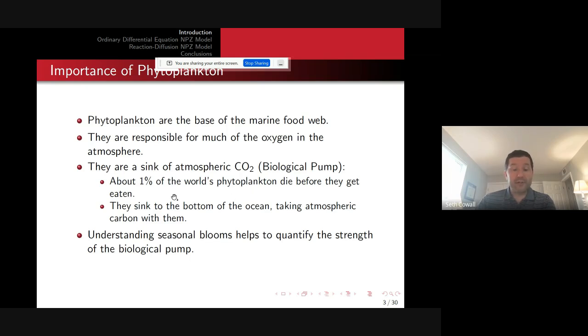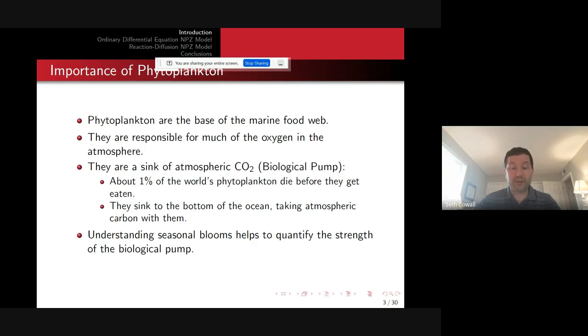Now, being at the bottom of the food chain in the ocean, for most of them death means being eaten by something, but for the lucky ones, about 1% of them, when they die, they sink to the bottom of the ocean, and they take atmospheric carbon dioxide with them. And this is known as the biological pump. And understanding seasonal blooms, by bloom I mean a rapid increase in the phytoplankton population, helps quantify the strength of the biological pump, and thus makes them very important for atmospheric sciences.